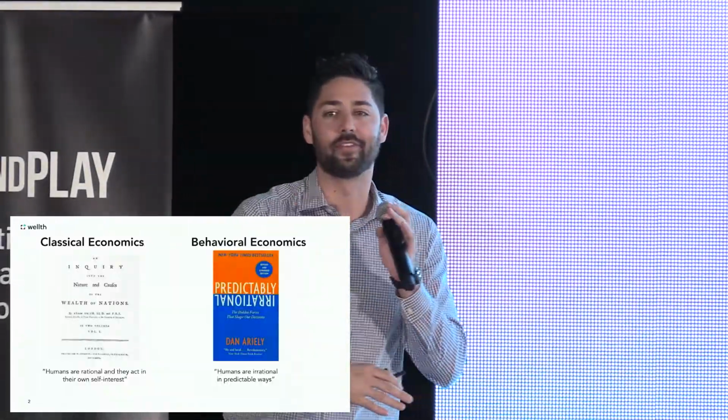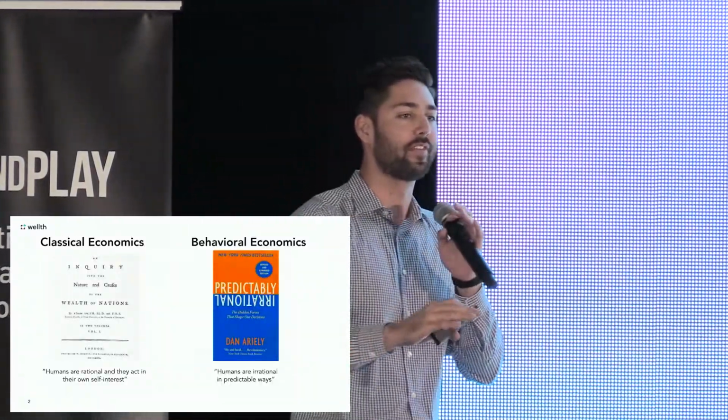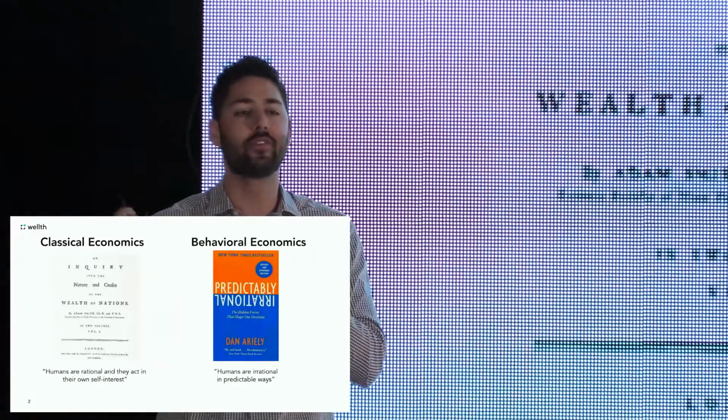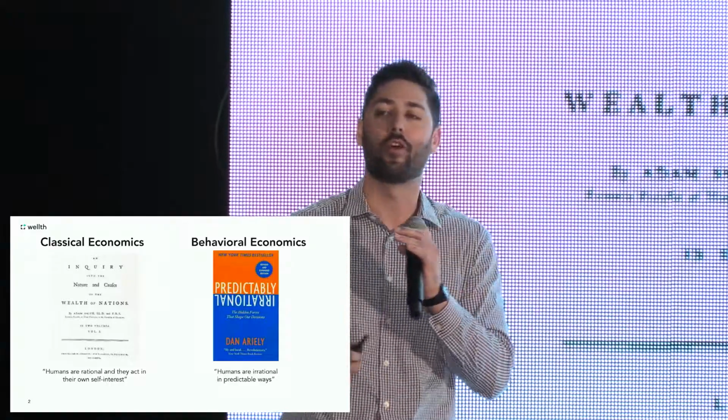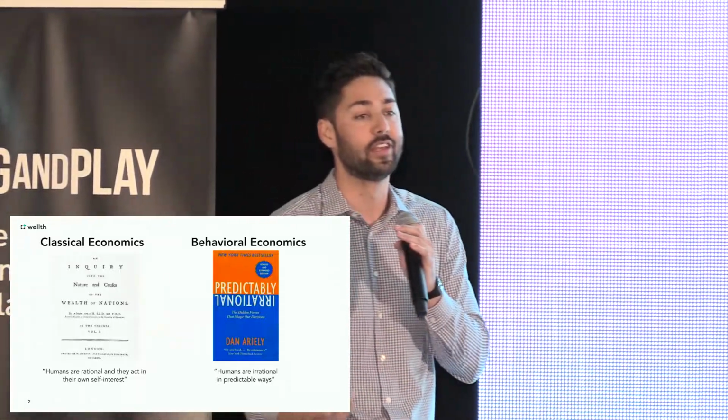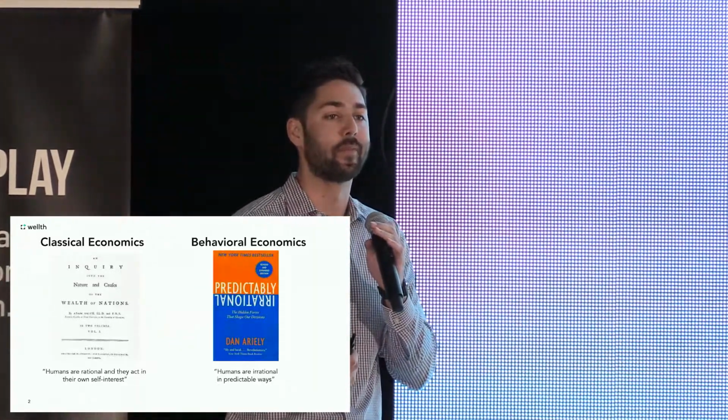Classical economics, dating back to 1776, The Wealth of Nations by Adam Smith, was based on one fundamental underlying assumption, that humans are rational, and given a choice, they'll always act in their own self-interest. What we've learned over the last 30 years or so is this is a completely false assumption. Humans act irrationally all the time, but they act irrationally in predictable ways.